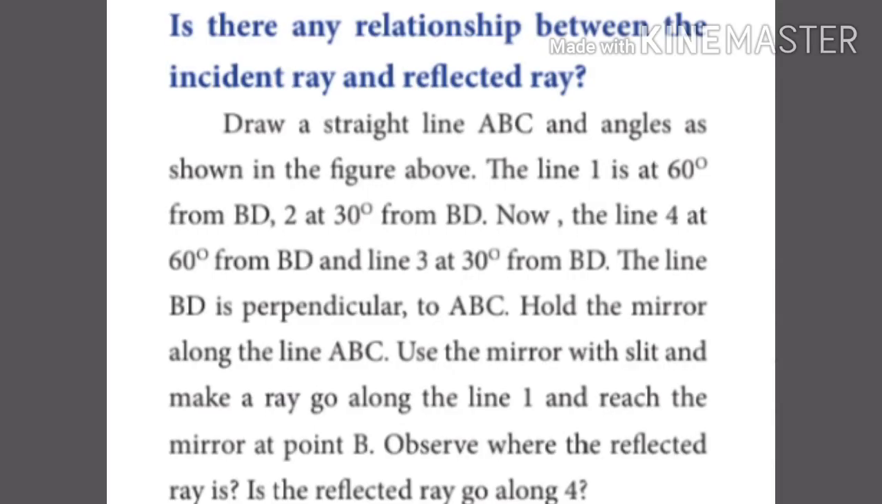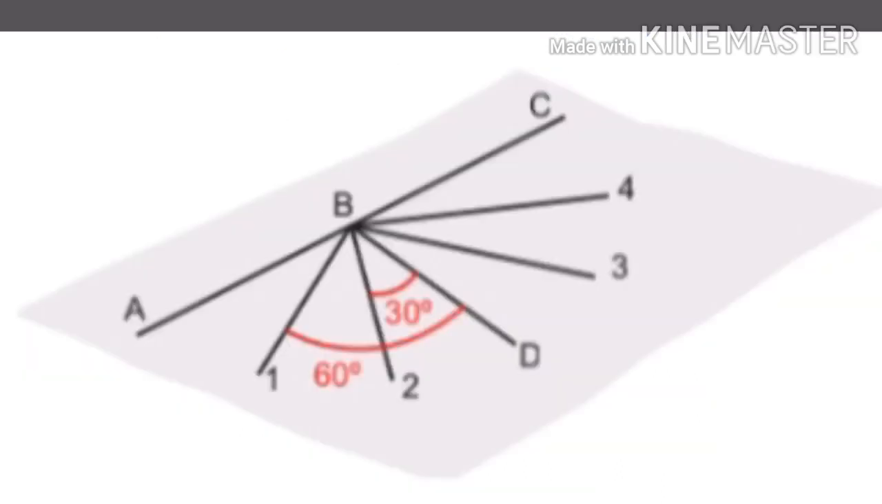Is there any relationship between the incident ray and reflected ray? Draw a straight line ABC and angle as shown in the figure above. The line 1 is at 60 degree from BD and 2 at 30 degree from BD. Now the line 4 at 60 degree from BD and line 3 at 30 degree from BD. The line BD is perpendicular to ABC. So a line is drawn for this experiment.